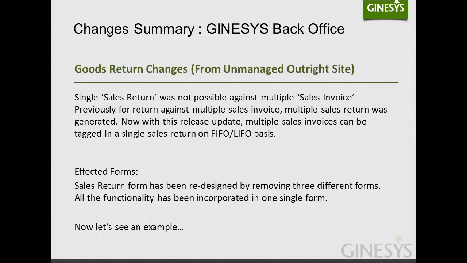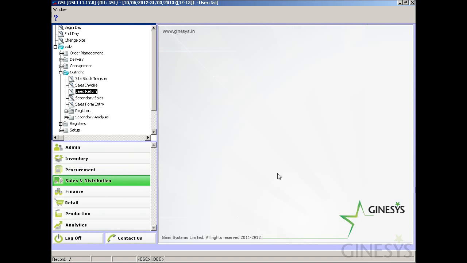Now let's see an example. We have created 2 goods returns at an outright site. Now we are going to create a sales return here.